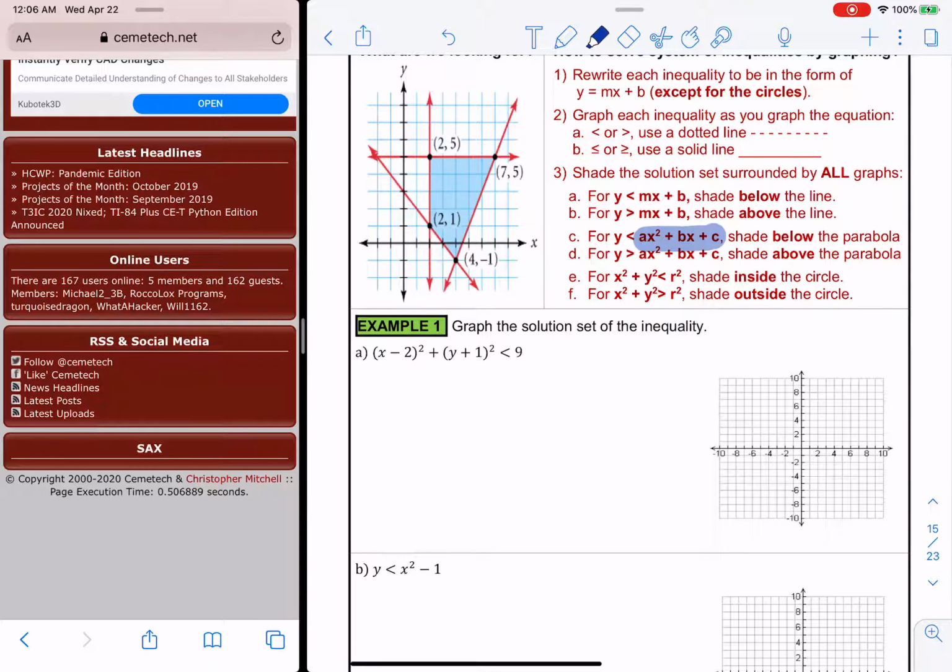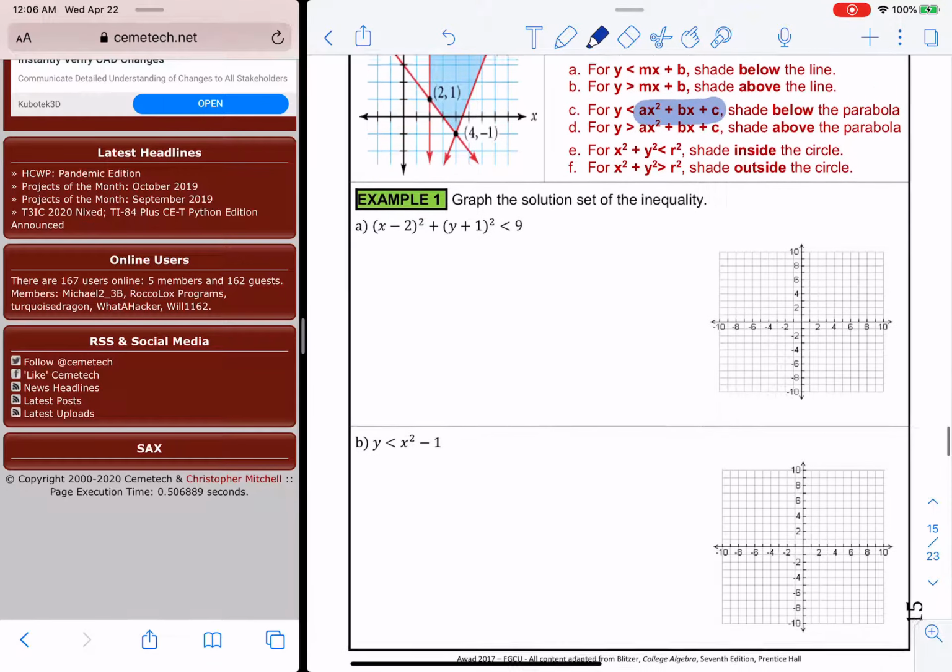And likewise, if we have a circle, which is x squared plus y squared is less than r squared, then we shade inside the circle, and otherwise we shade outside the circle. Key thing to note is less than, greater than, less than or equal to, greater than or equal to. Less than and greater than would mean dotted lines. Less than or equal to or greater than or equal to would mean a solid line.